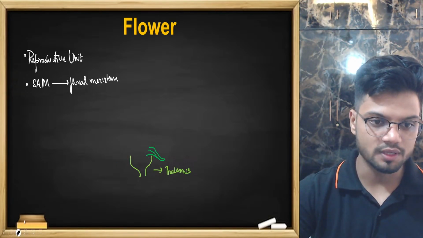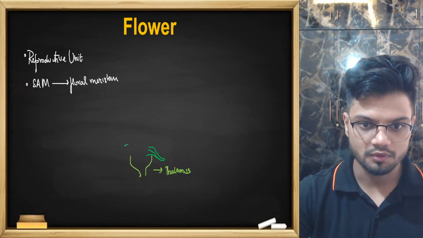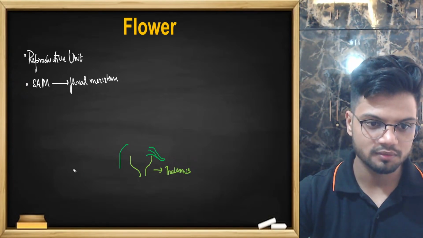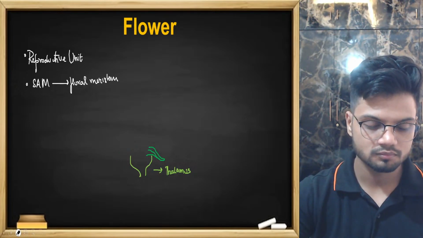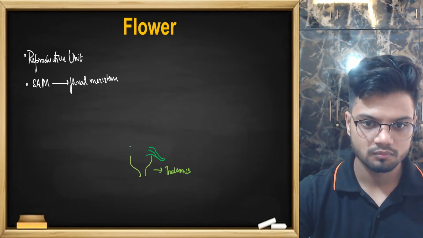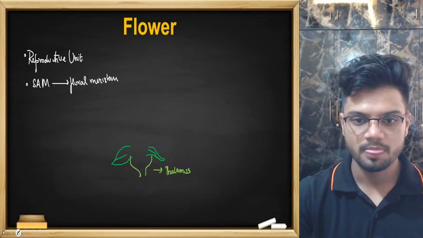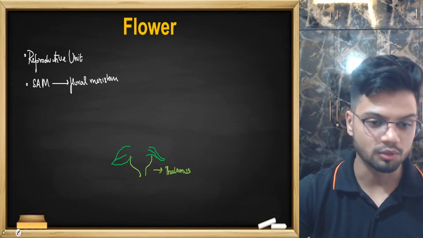Outermost wall is called the sepals. Right here. You see, the stupid pen is not able to write properly here. Outermost called sepals. One became really fat, one became really thin, but okay.